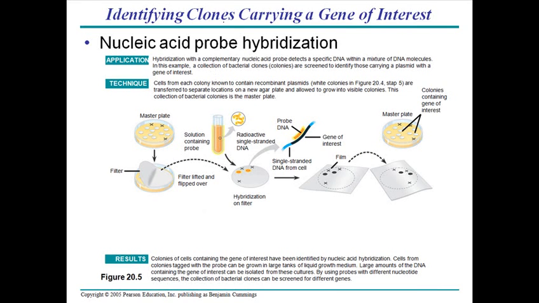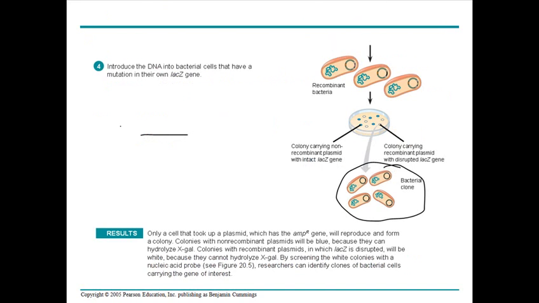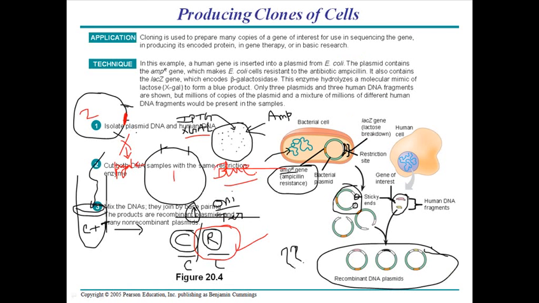So, identifying clones that carry a gene of interest. How can we identify clones that carry a gene of our interest? For example, we make lots of different clones. We have, for example, in this plate, in this master plate, we are not actually using one colony. For example, let's go into this previous diagram.